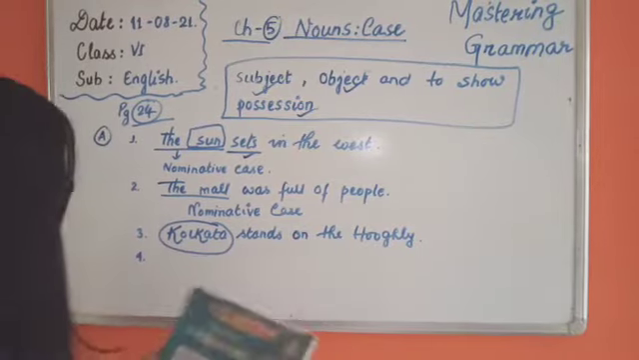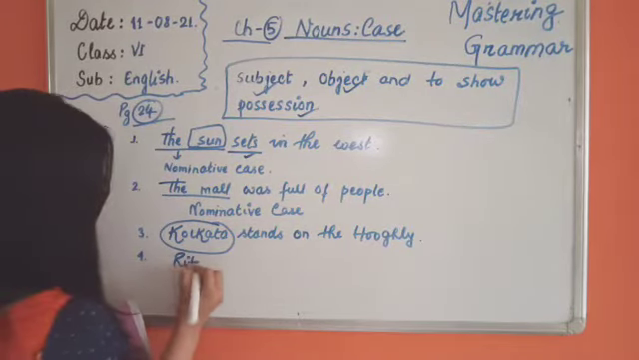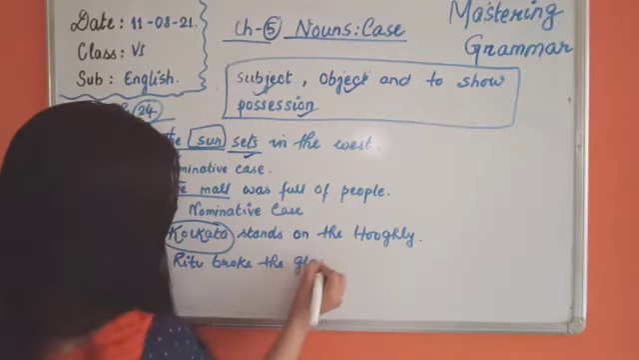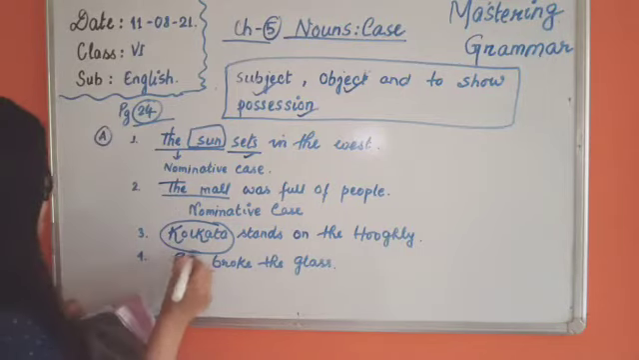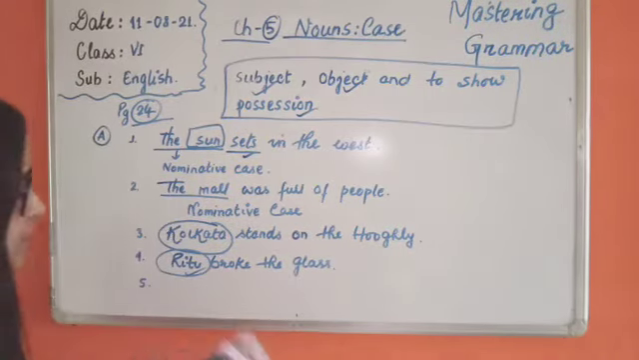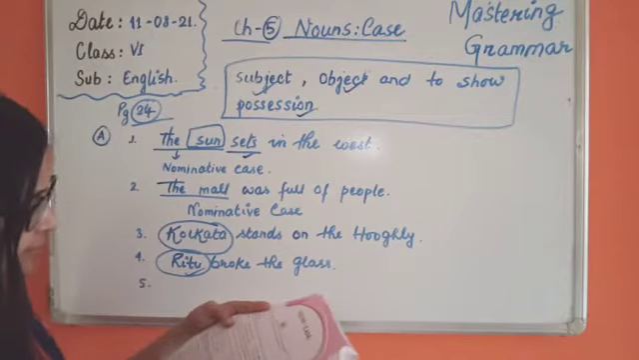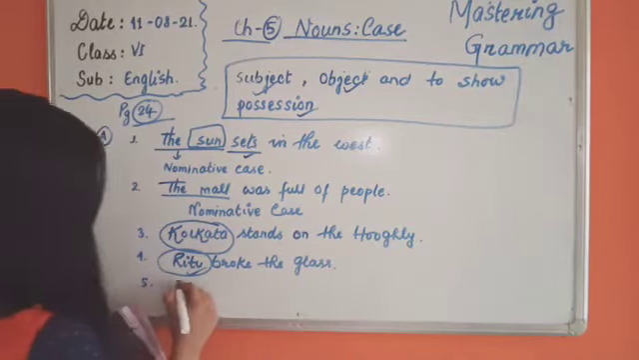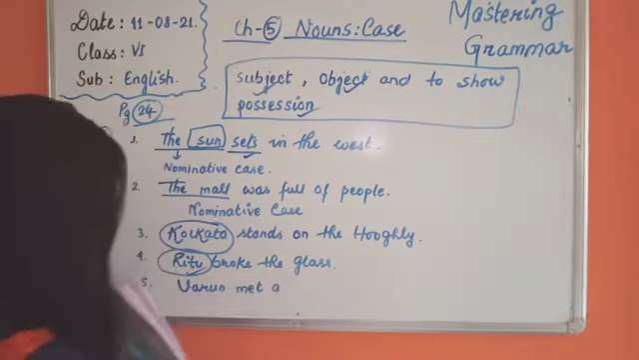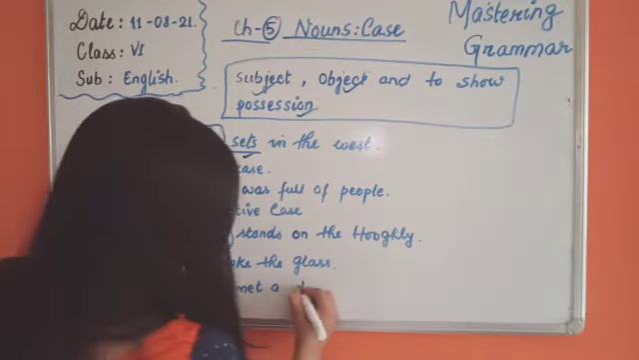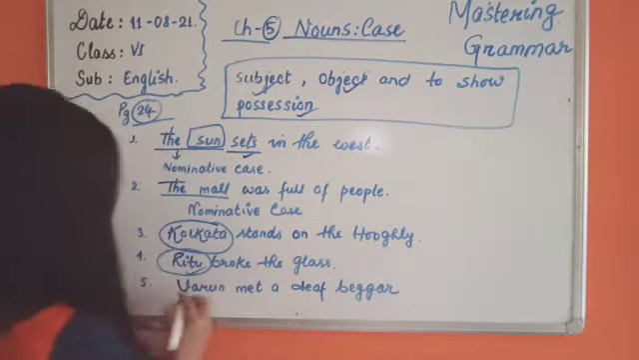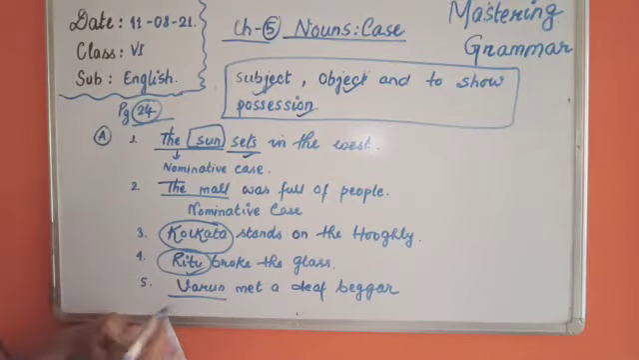So now again, Ritu broke the glass. You can see Ritu is our nominative case here. This is the subject. Nominative always talks about the subject in regard to the verb. Varun met a deaf beggar. Who met? Varun met. So see, Varun met. Okay.